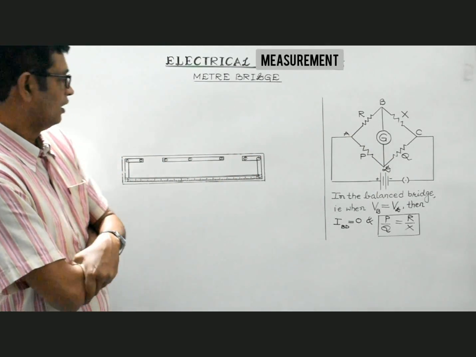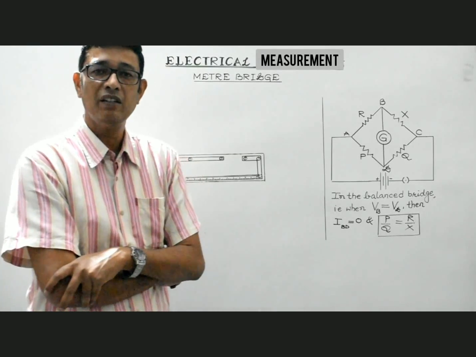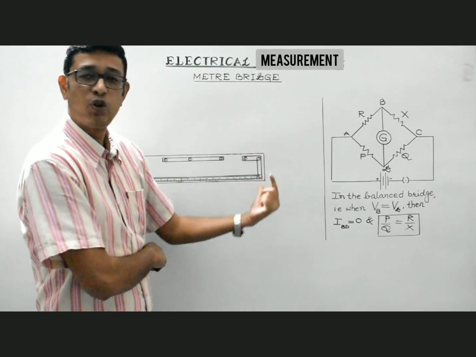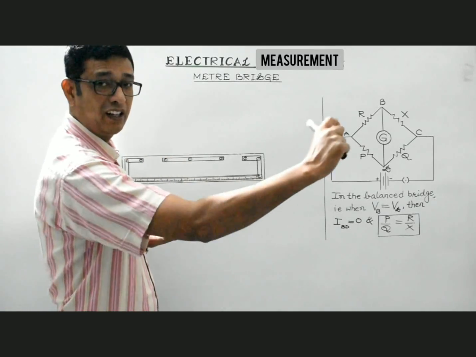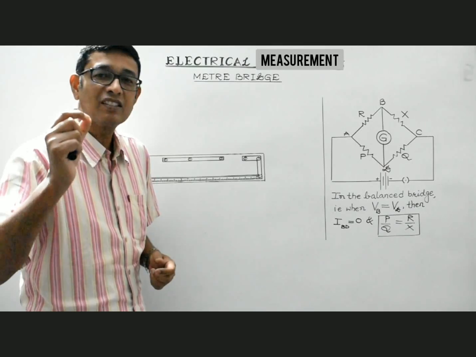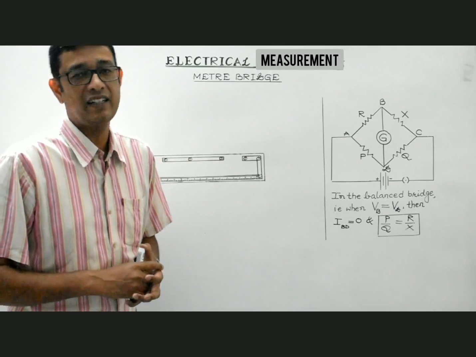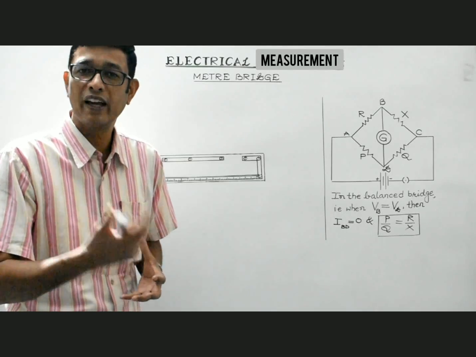Right, students? So construction we are already aware of, right? Just now we have seen the clipping. It consists of a wooden board comprising a scale of 1 meter length. It also consists of 1 meter standard resistance wire, which is made up of constantan, manganin or eureka.